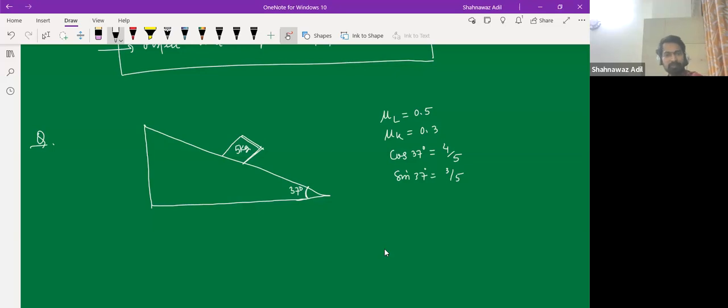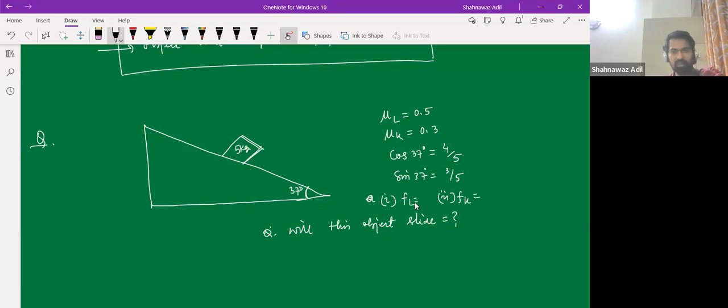Everybody understood the problem? Yes, sir. Okay, so the question is, will this object slide? To check that, you have to calculate FL and you have to calculate FK. These two things you have to calculate. Or you can only calculate FL, but please calculate both these quantities.